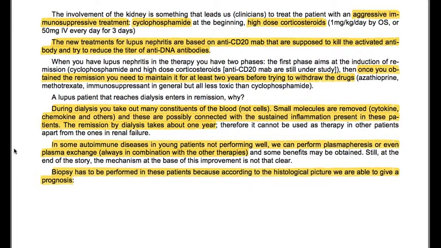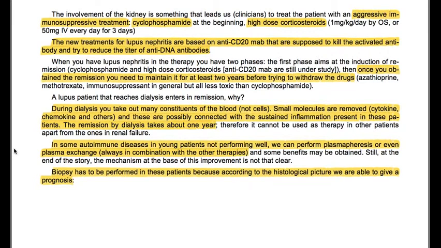Lupus patients that reach dialysis enter in remission. Why? During dialysis, you take out many constituents of the blood, not cells. Small molecules are removed, cytokines, chemokines, and others, and these are possibly connected with the sustained inflammation present in these patients. Remission by dialysis takes about 1 year, therefore it cannot be used as therapy in other patients apart from the ones in renal failure.